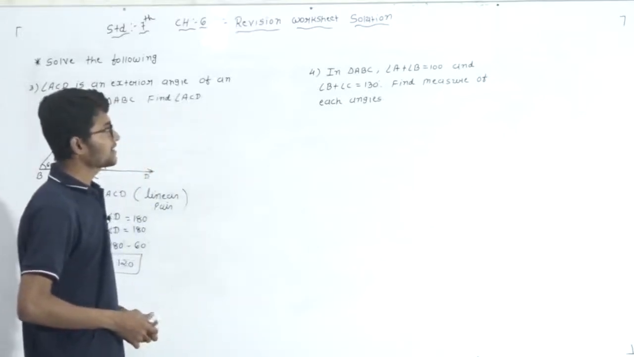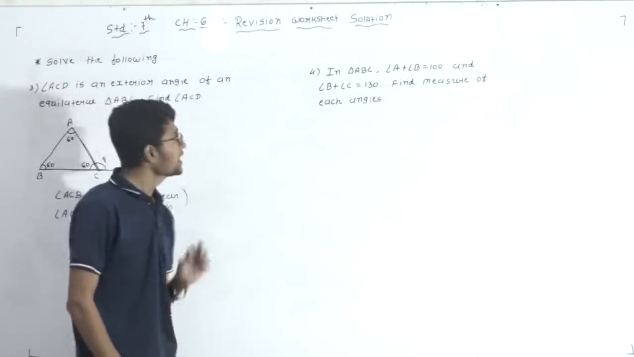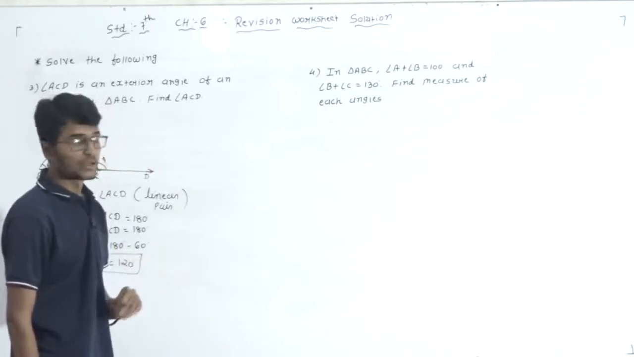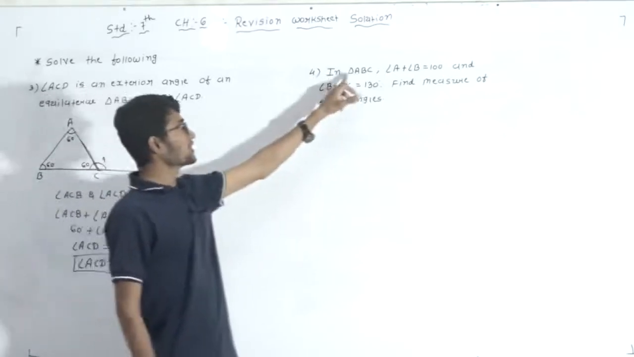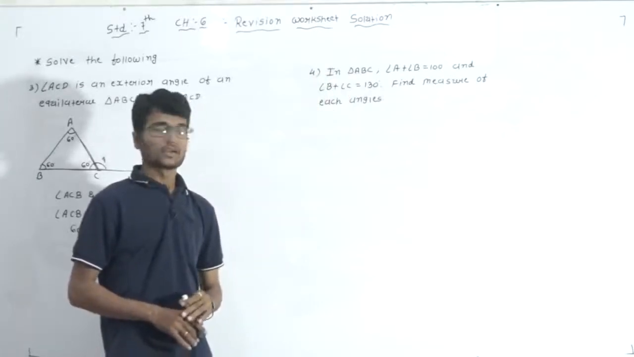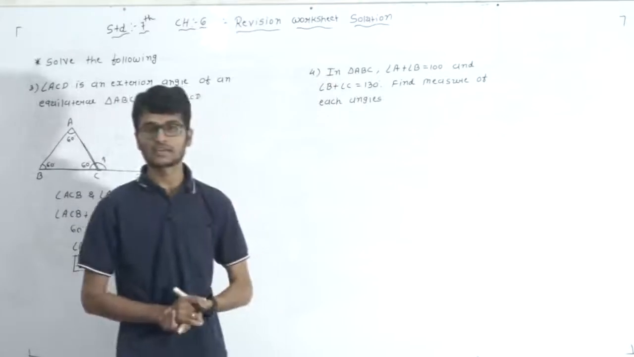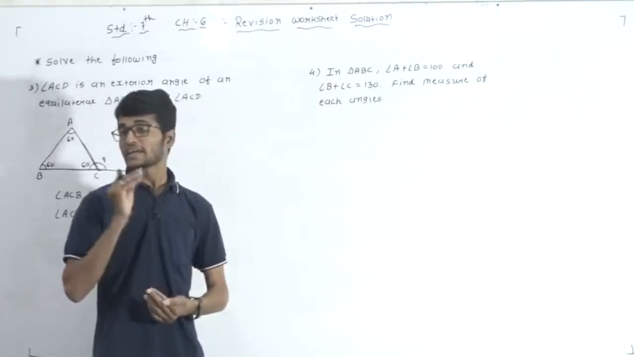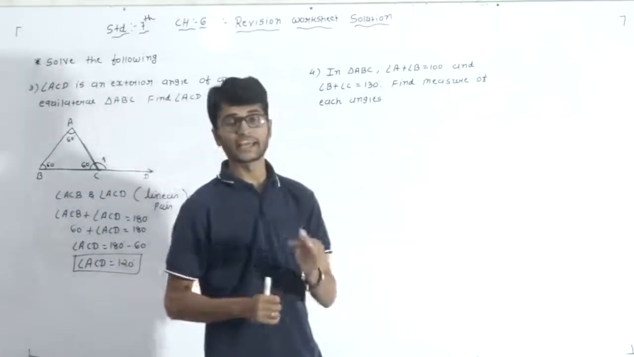Now our next one is the fourth one. In triangle ABC, angle A plus angle B is equal to 100 and angle B plus angle C is equal to 130. Find the measure of each angle. It means in triangle ABC, the addition of angle A and angle B is 100, and the addition of the other two angles is 130. So we have to find each angle, that is angle A, angle B and angle C.